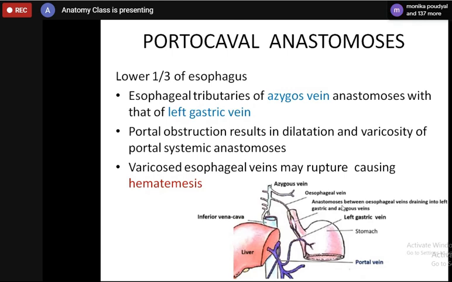So this is one of the sites of portocaval anastomosis. There are many more sites of portocaval anastomosis which we'll be studying when we study the hepatobiliary system. So remember, one of the sites of portocaval anastomosis is this lower one third of esophagus, where the systemic vein anastomosis is tributaries of azygous vein, and the portal vein anastomosis is tributaries of left gastric vein.